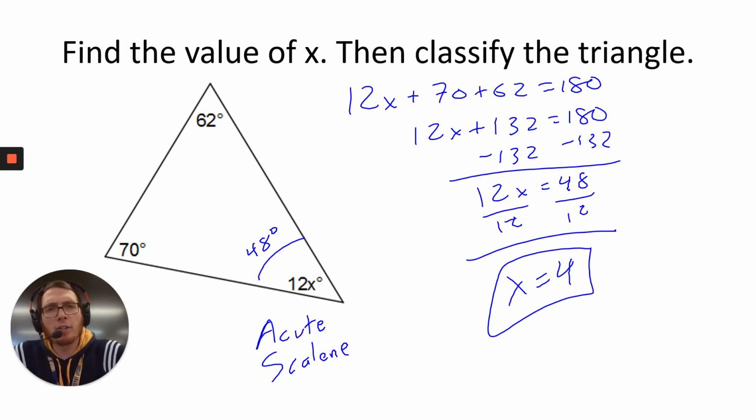Okay, some other things that you're going to see is just solving for an angle. So when we solve this triangle, the three angles should add up to 180. So I'm always going to set it up like an equation. So it'd be 12x plus 70 plus 62 equals 180. I add the 70 and 62 together, and that's 132. From there, it's 12x plus 132 equals 180.